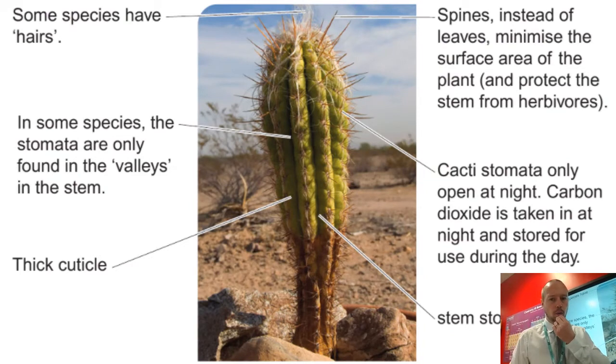Right, not all plants have big broad leaves. So the first thing we're going to try and understand is how cactuses are adapted to live in really, really hot, really, really dry areas. So they've got a few adaptations. Right, the first thing is that some species have got hairs, and what that does is it basically stops wind taking any water away, so it reduces airflow over the plant.